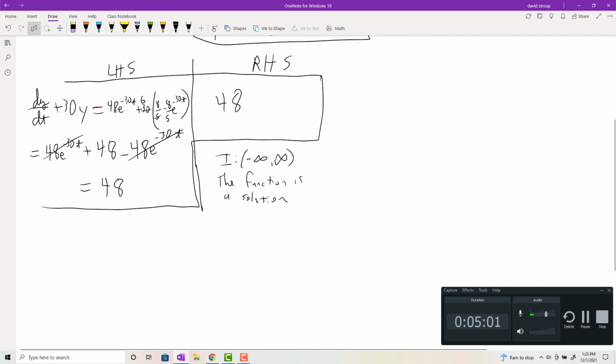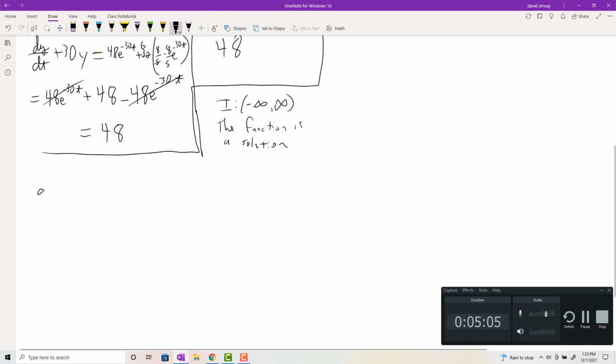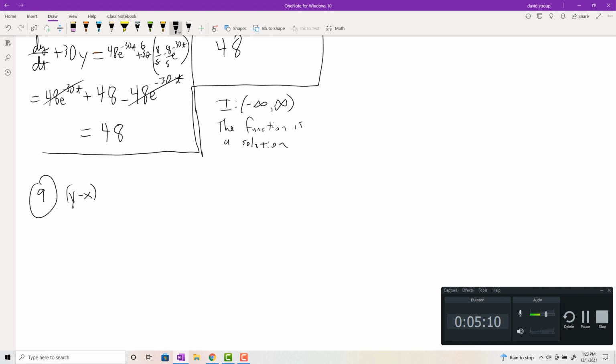Let's look at another one. So this one is a little harder. Number 9, we have y minus x times y prime equals y minus x plus 2. And then I have y equals x plus 2 times the square root of x plus 5 as our potential solution. Let's rewrite it so I can work with it.